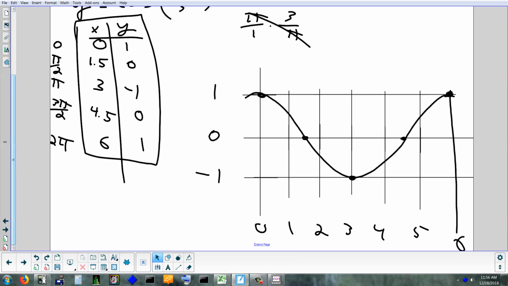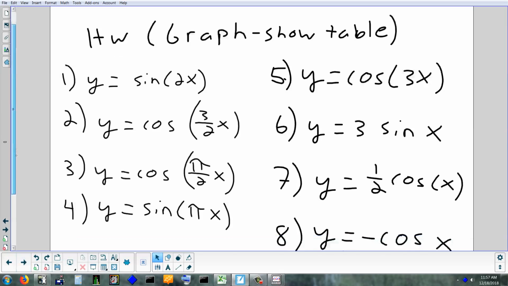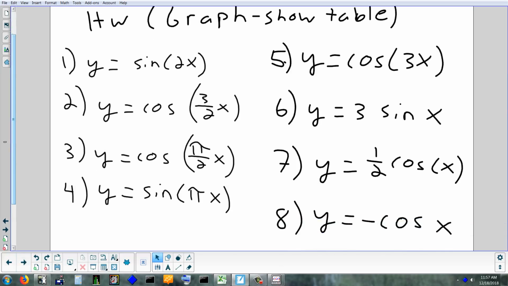So any questions on the stretches? Okay, so tonight's homework, 8 questions, very similar to last night. Again, it's on a worksheet, so you don't have to write it down. Make sure you show the table, just like I did in class. And tomorrow we'll finish up with sine and cosine.